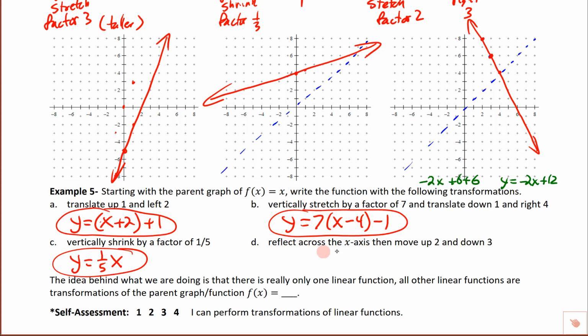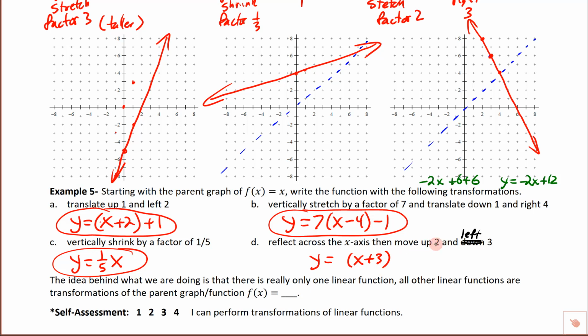And this last one, it says reflect across the x-axis, then move up 2 and down 3. Up and down. Okay, we're not going to do that at the same time. I think I've got a typo right here. Let's go ahead and change this to left. Okay, so we're going to make that left 3. So again, if we want to make a horizontal change, we have to change it inside the set of parentheses. So we're going to write y is equal to, and then I'm going to have the set of parentheses. So there's that original function x, and we're going to move it to the left. So left, we'd have to add something, because we do the opposite of what we'd think.